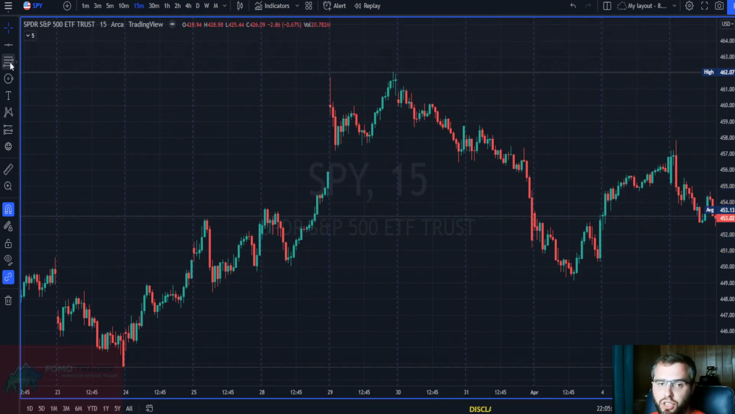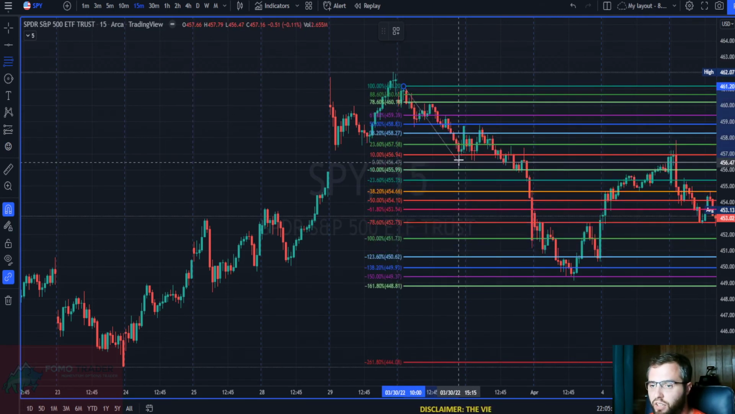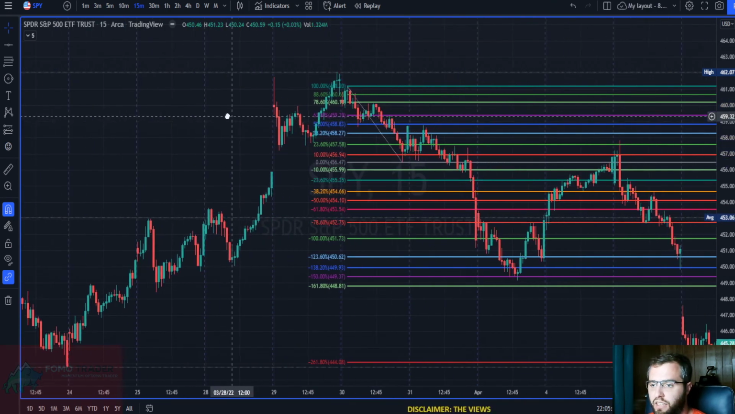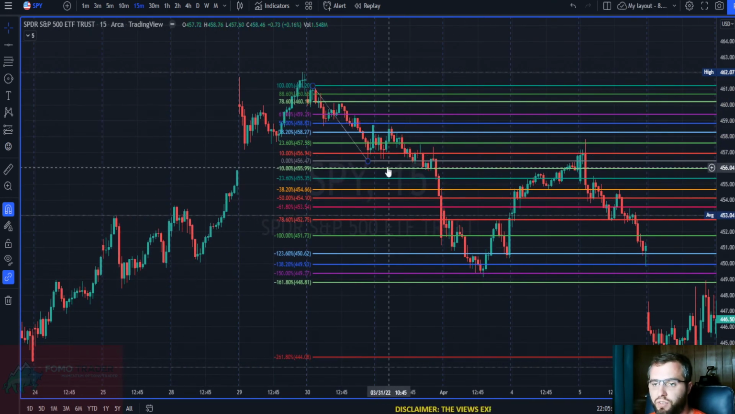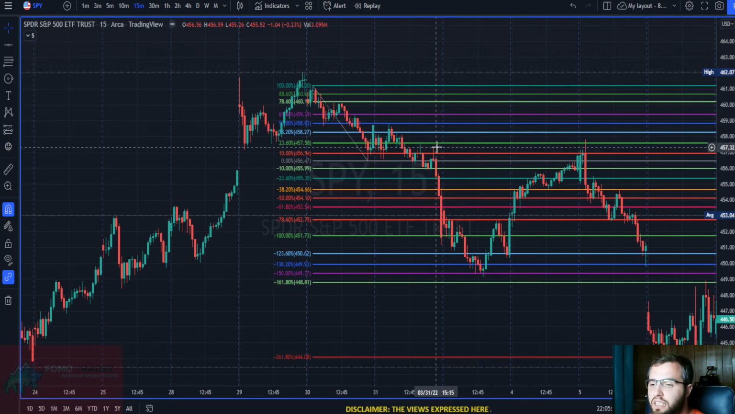For bearish, you're going to go from the high. We're going to look at the 30th here of March. We're going to go from the high of that day to the low of that day. And then if you look here and look at the levels for the next day, I mean, look where it's bouncing. I mean, almost on point, exactly to the cent on these levels. I mean, what more do you want to see?